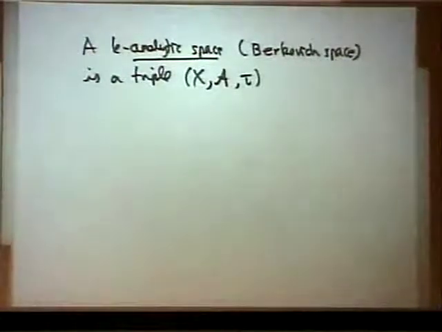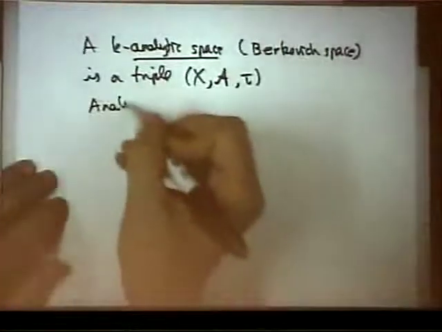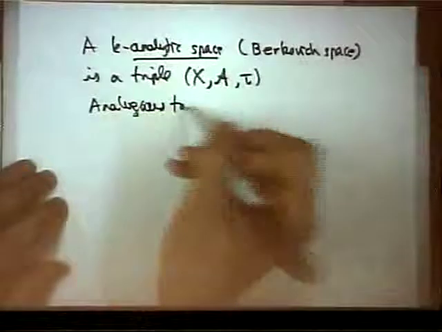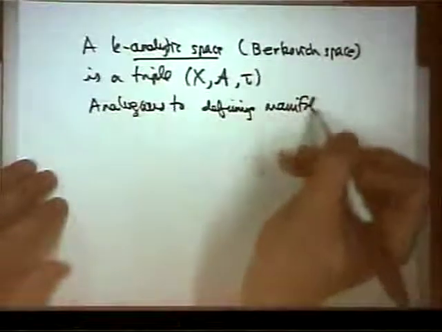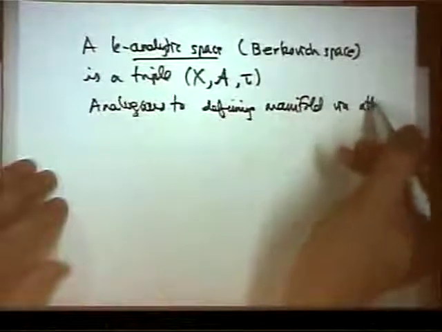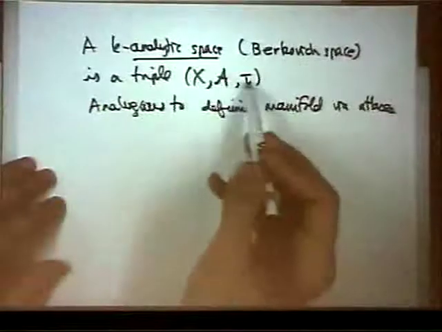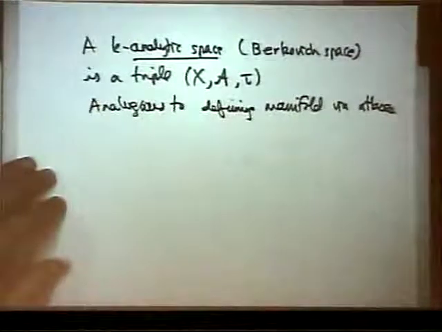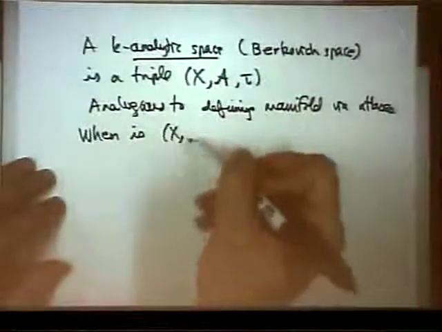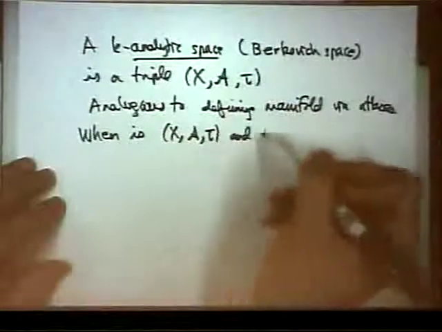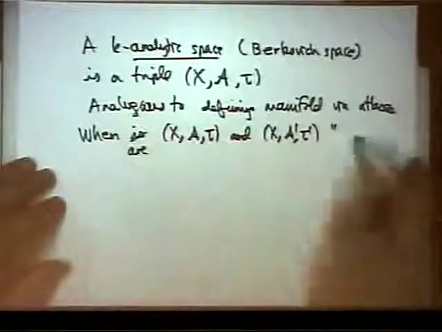Okay? Now comes the subtlety, which is that this is analogous to defining manifolds via atlases. The problem is we need some way to identify when two such structures on the same space are to be considered equivalent. So when is X, A, tau the same as X, A prime, tau prime?